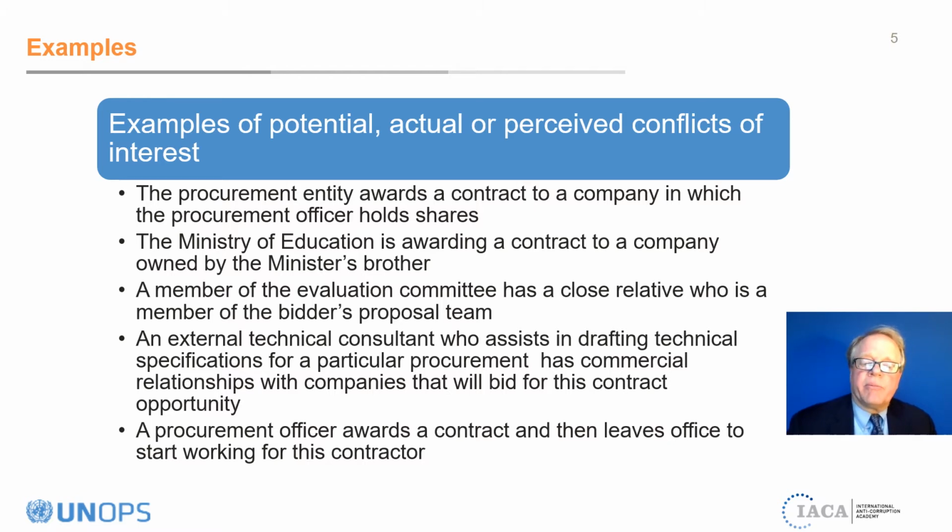Finally, when a procurement officer awards a contract and leaves office to start working for that contractor, that can create a personal conflict of interest for that procurement officer, but again, it can also create an organizational conflict of interest. If the company that hires the former procurement officer, under international best practices, gains an unfair competitive advantage, that may constitute an organizational conflict of interest that would exclude that company from bidding for the contract at issue.